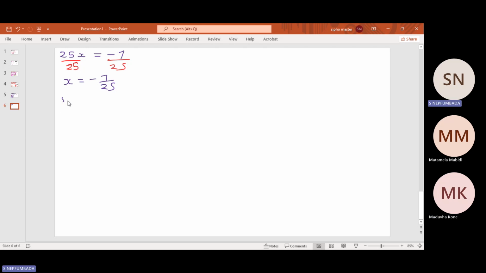Yes. We are going to substitute x into our equation 1. So on our equation 1, where there's an x, we're going to substitute with -7 over 25. Then this is minus 4y, which is equal to 3. Then this is what minus 21 over 25 is. That's all.